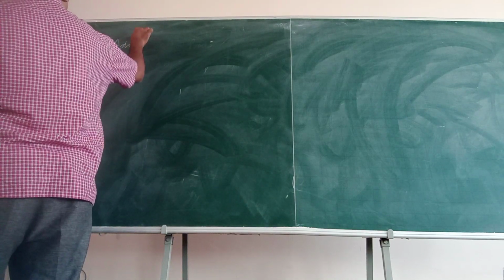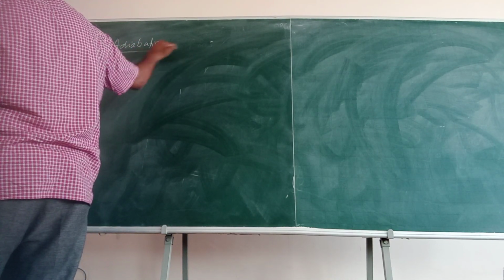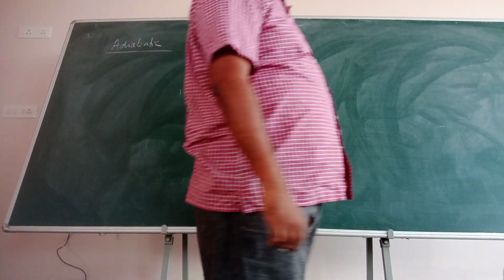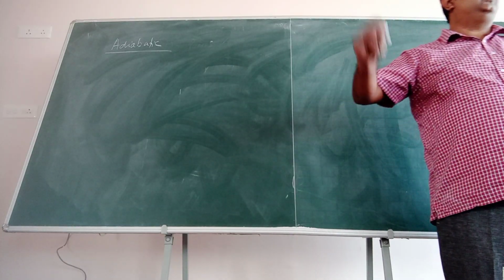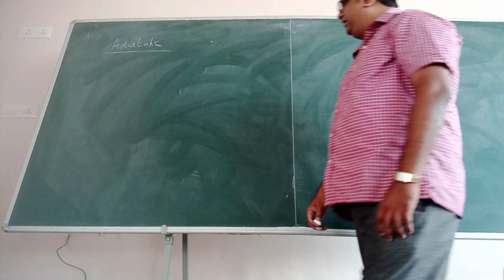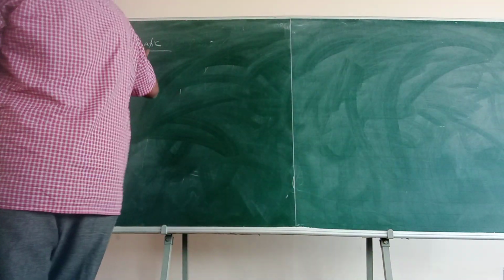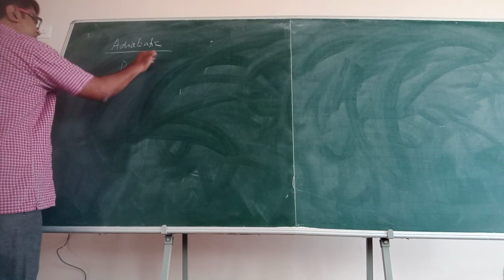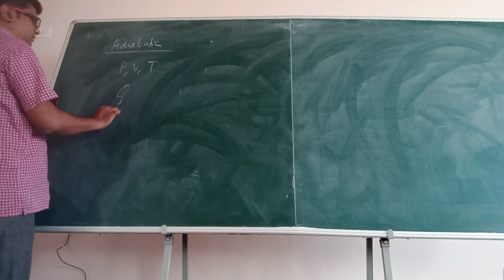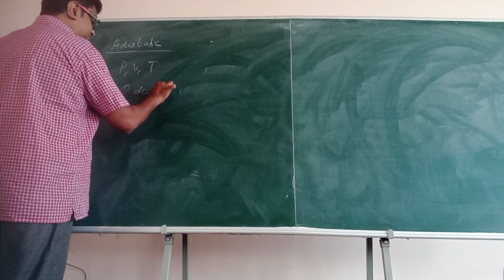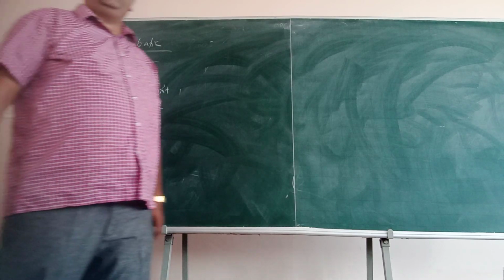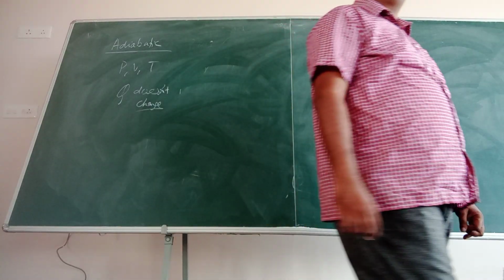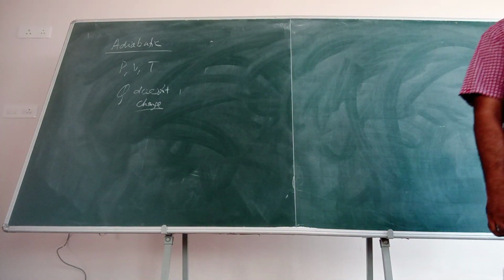So the last one is the adiabatic process. For the adiabatic process, I gave you that example of a thermoflask. What does a thermoflask do? It does not allow heat to escape into the surroundings. So in an adiabatic process, P changes, V changes, T changes, but Q does not change. Delta Q is equal to 0. There is no heat transfer to the surroundings. That is what an adiabatic process is.